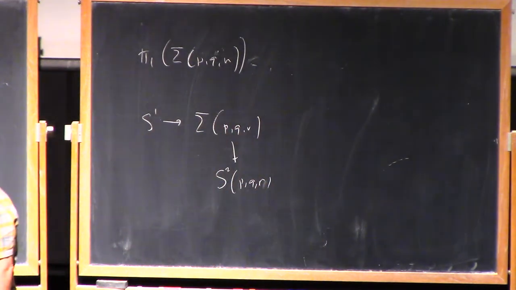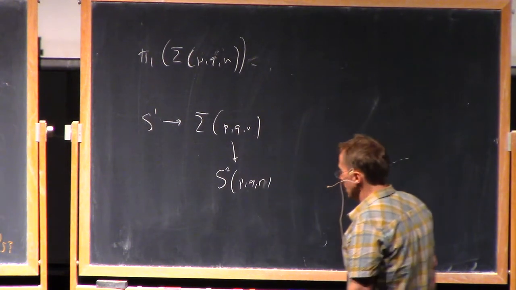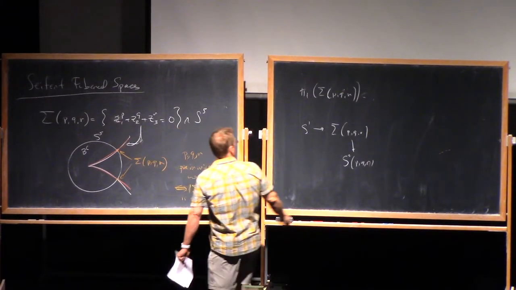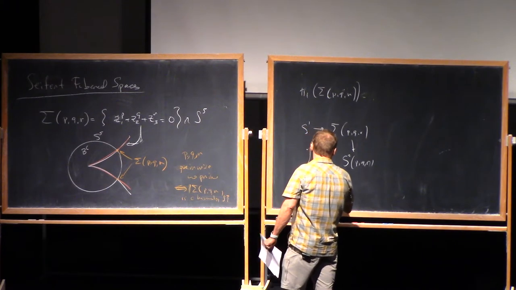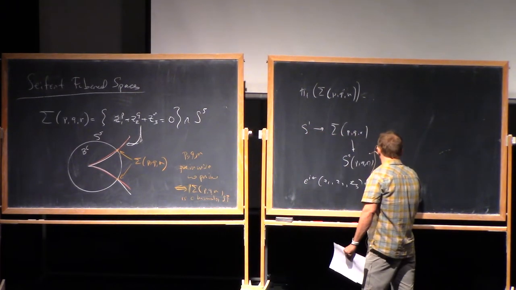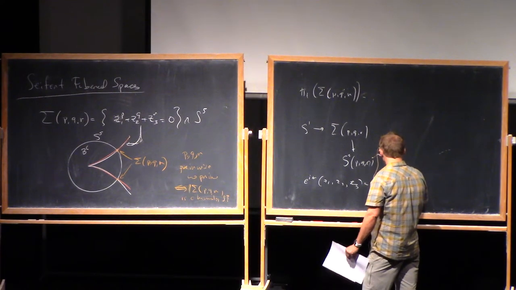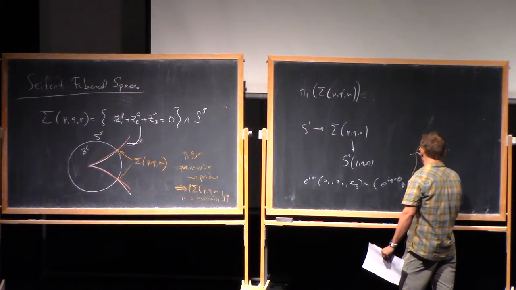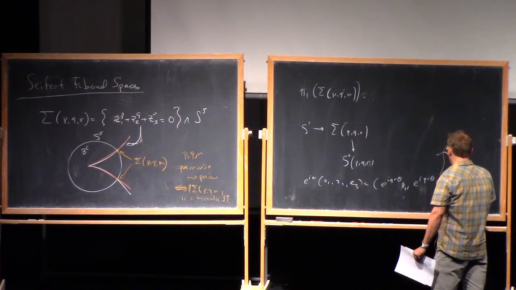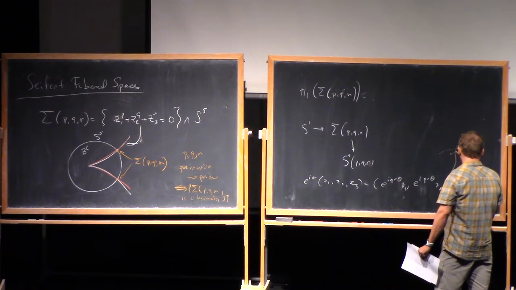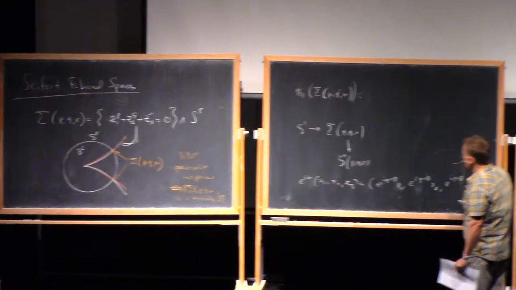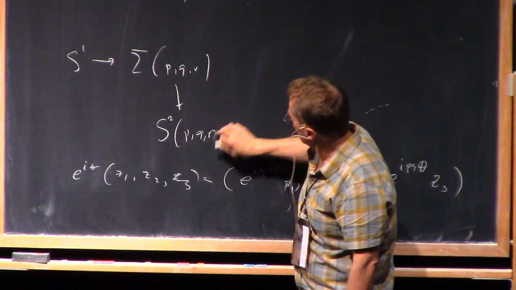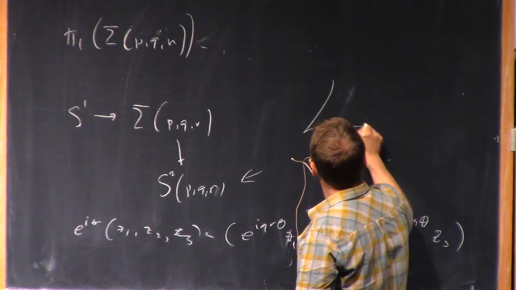If I think of S1 acting on here by multiplying, so e to the i theta acts on Z1, Z2, Z3 by e to the i QR theta Z1, e to the i PR theta Z2, e to the i PQ theta Z3. So that preserves the equations. We can take the quotient of this guy by that action, and it is really an orbifold two-sphere.